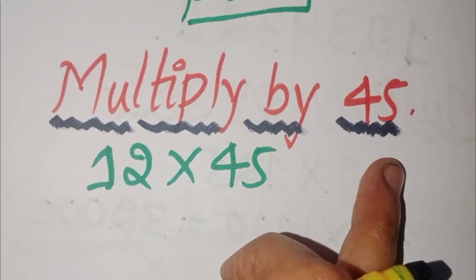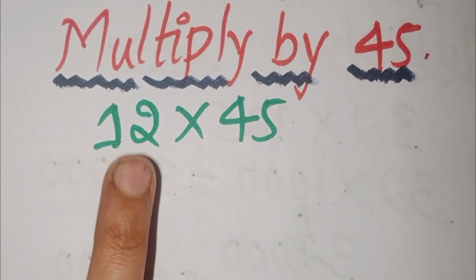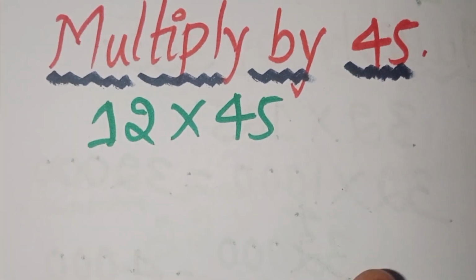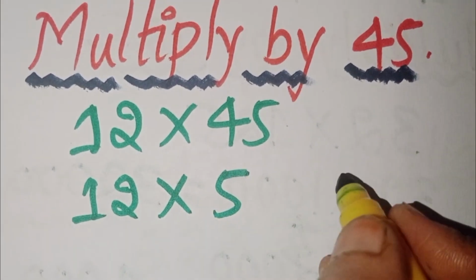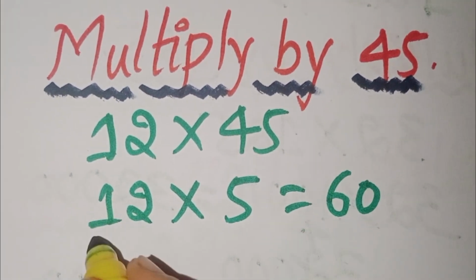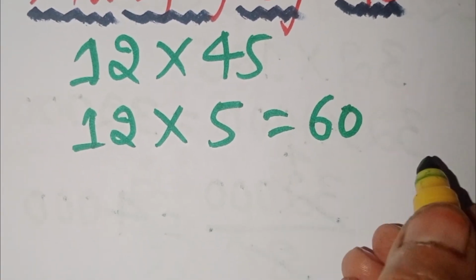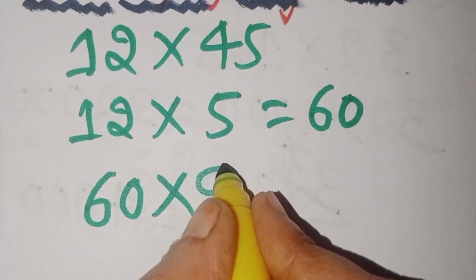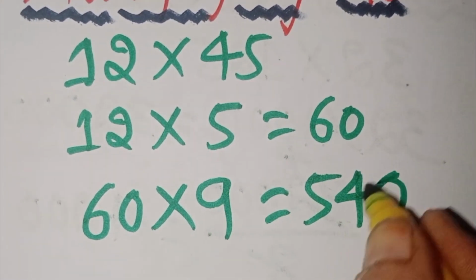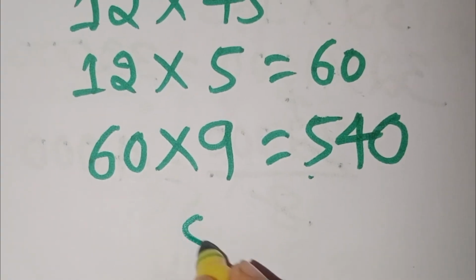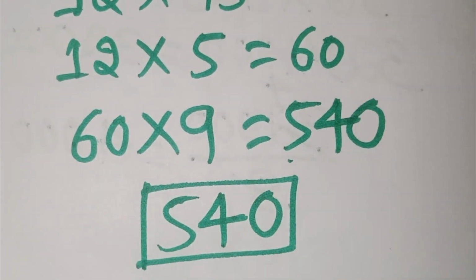Multiply by 45. First multiply by 5, then multiply the result by 9. 12 into 5. 12 5s are 60. Then multiply the result by 9. 60 into 9. 6 9s are 54. 0. 540. This is the answer.